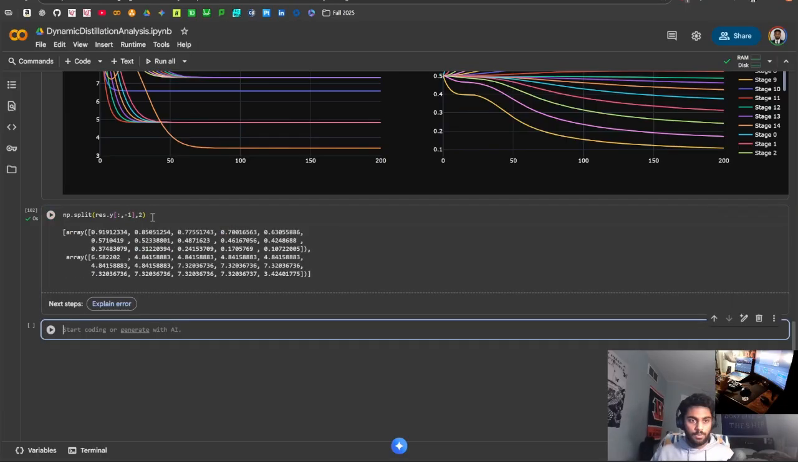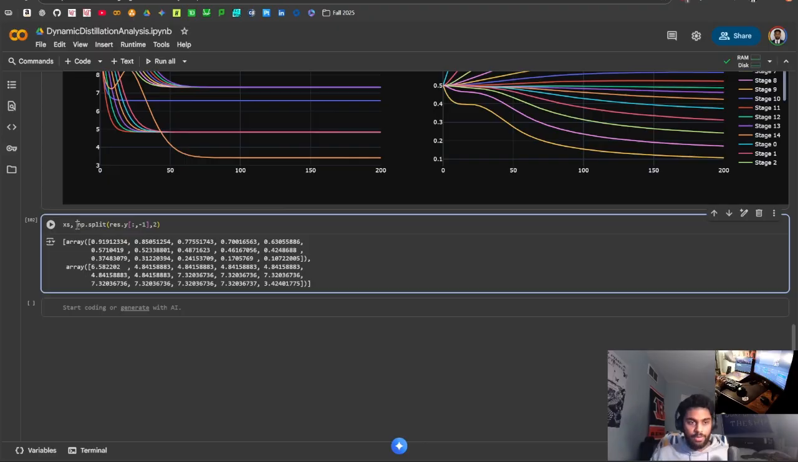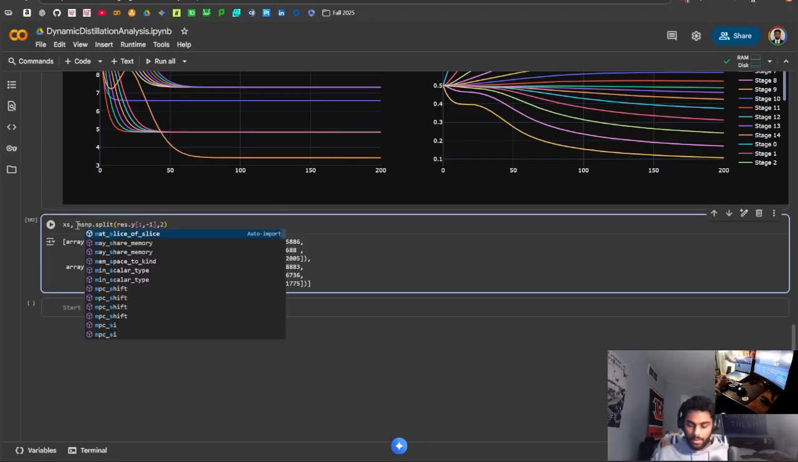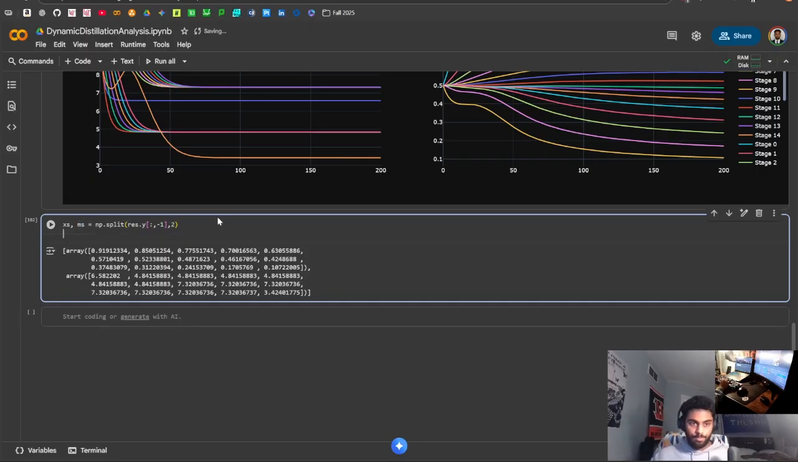We'll just do -1. That should work. So we have all of these as our compositions, and all of these as our molar holdup. So now I'm going to store this. So we now have our x's and we have our m's. The x's are of course our mole fraction of the more volatile component, and the m's are our total amount of moles in each stage.